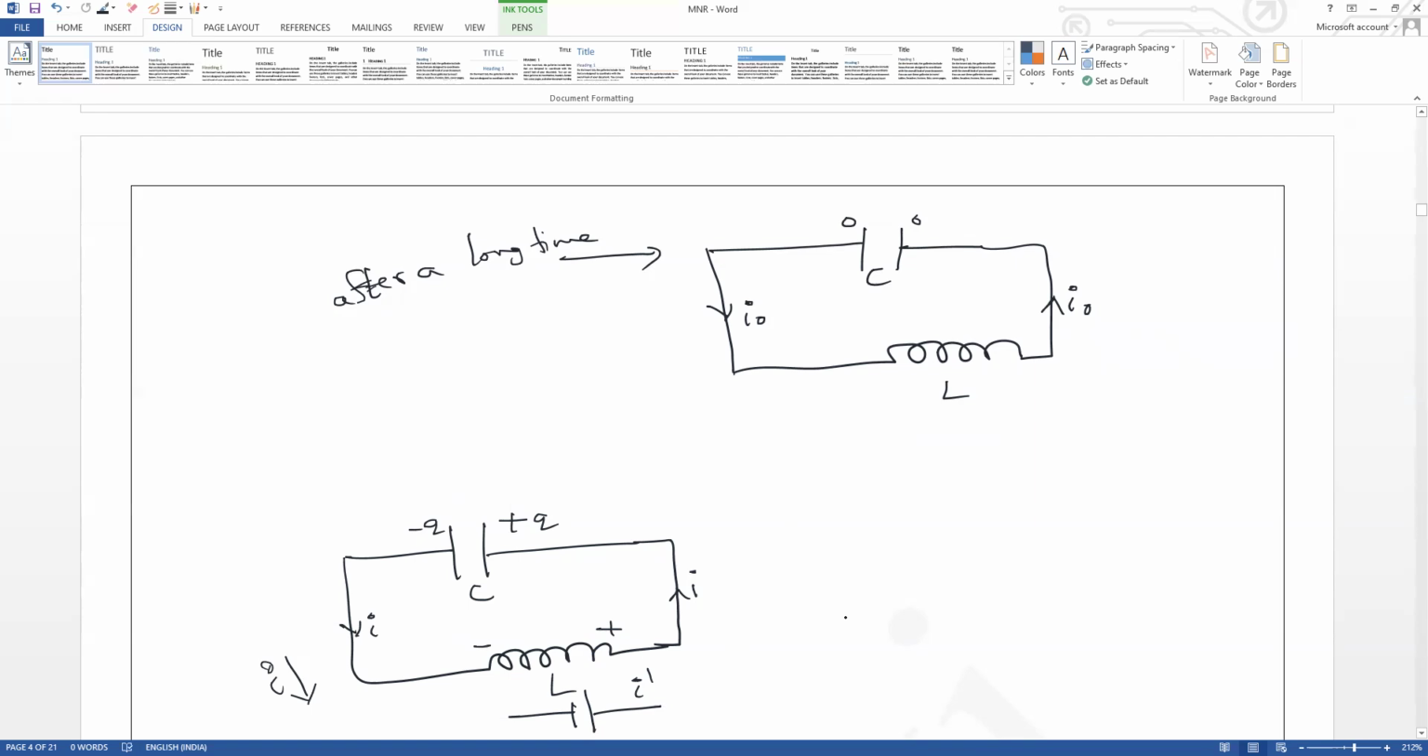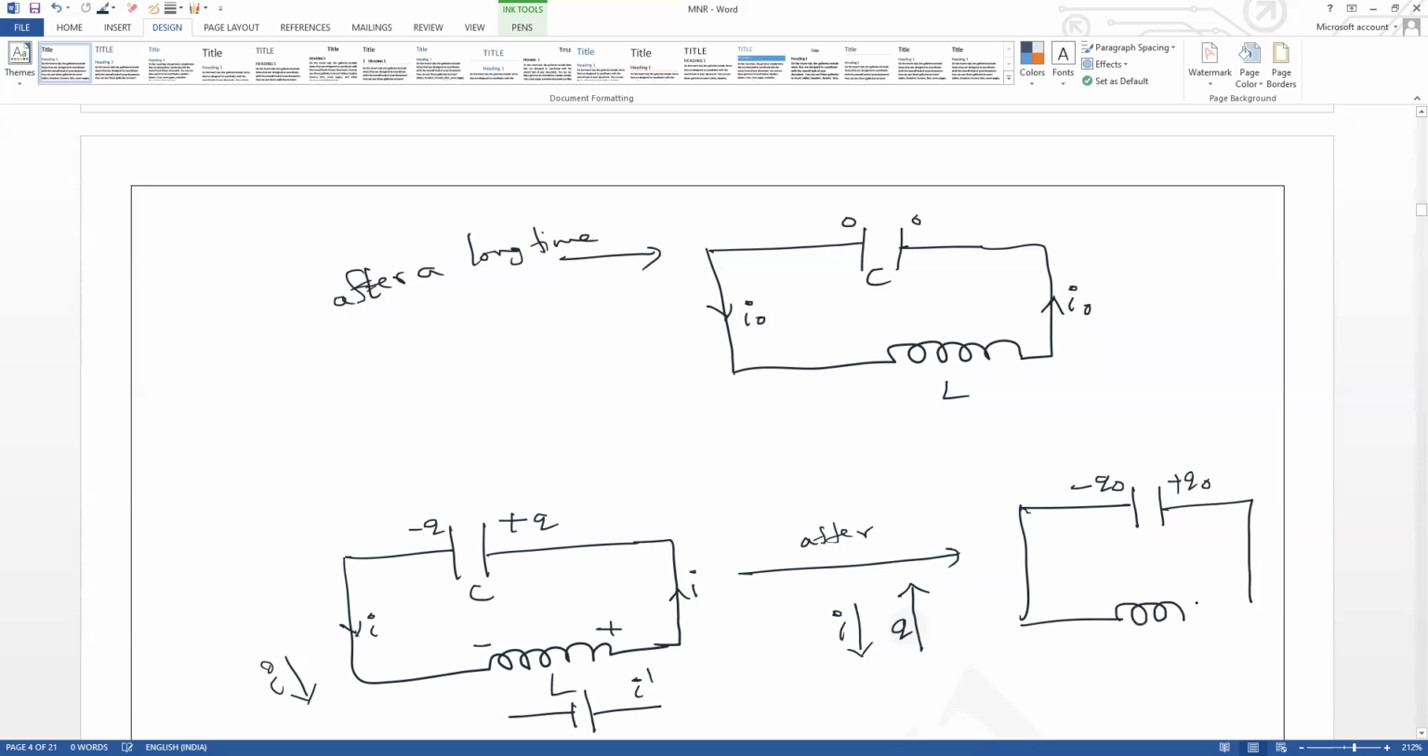When the current is falling, then definitely something is increasing. Current is decreasing means what is increasing? Charge is increasing. After again a long time, what will happen? Again the current becomes what? 0. Decreasing, so finally current becomes 0. By that time, here becomes maximum charge. You can see minus Q naught and this will become plus Q naught, and the inductance.